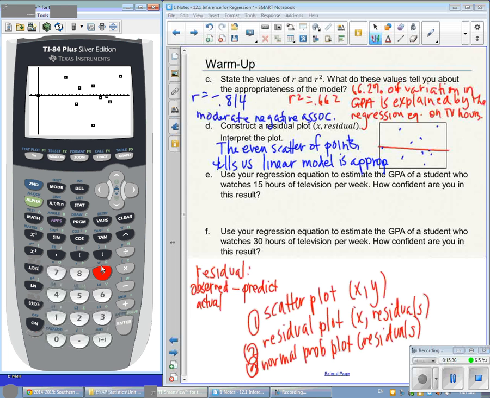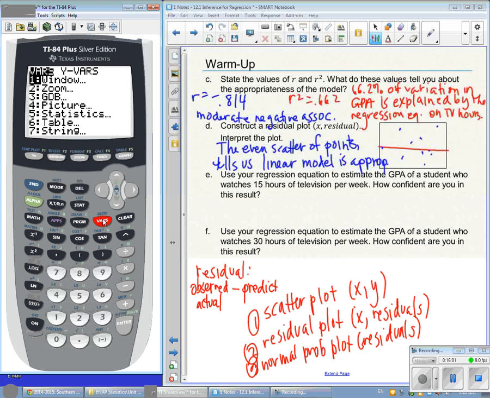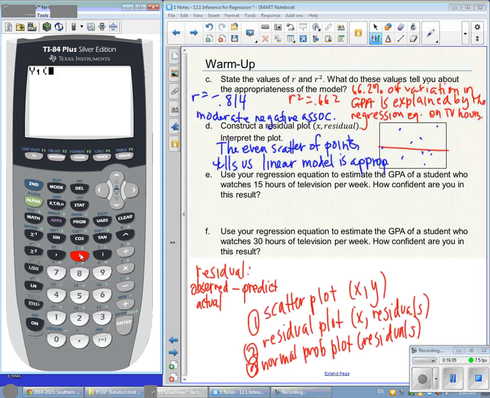Okay. And so knowing that the linear model is appropriate, now I can go ahead and make predictions. In letter E, it says to use your regression equation to estimate the GPA of a student who watches 15 hours of television per week. There are several ways that we can calculate it. Essentially, I'm plugging in the 15 for x. Since I already have my function in y1, I can use function notation in my home screen and just evaluate y1 at 15.